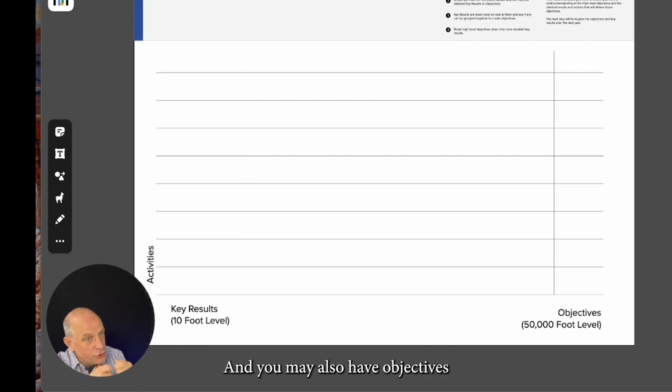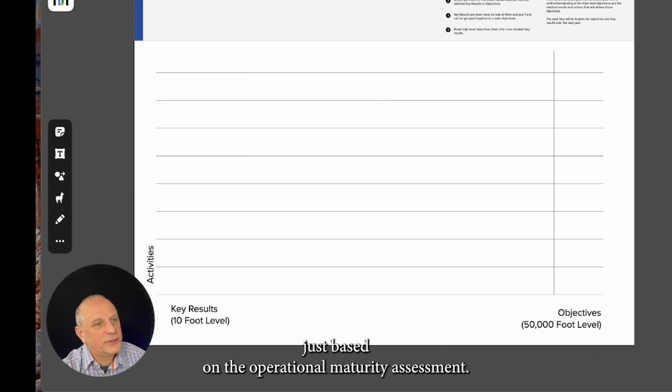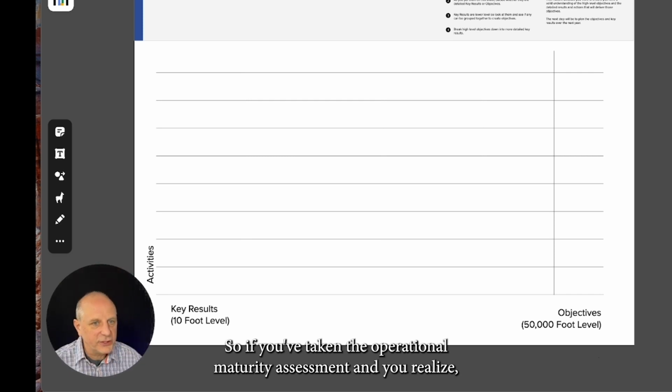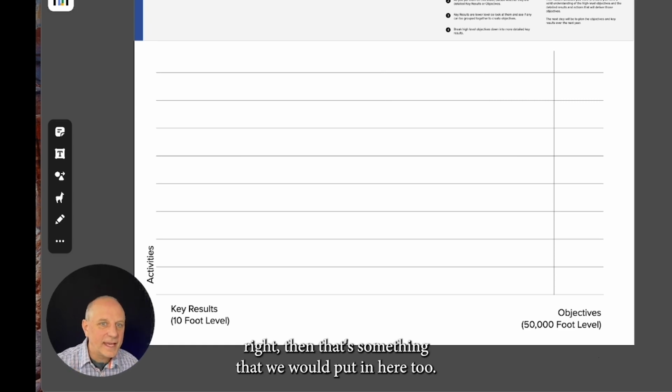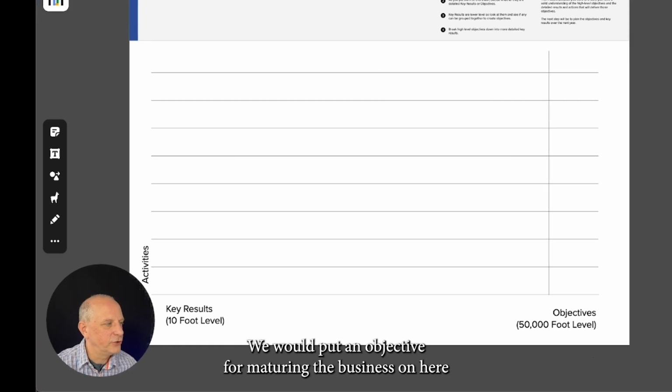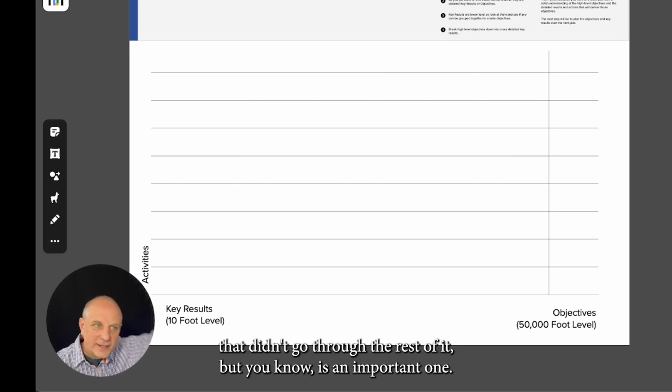Now, you may also have objectives just based on the operational maturity assessment. So if you've taken the operational maturity assessment and you realize, oh, I need more process work, or I need more of this, right? Then that's something that we would put in here too. We would put an objective for maturing the business on here that didn't go through the rest of it, but that you know is an important one.